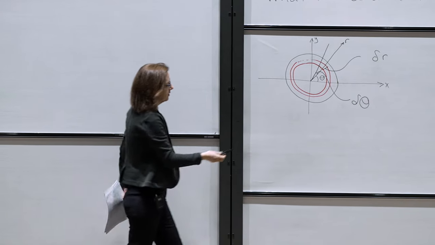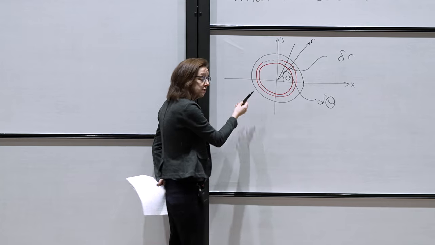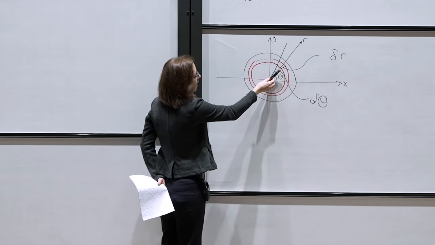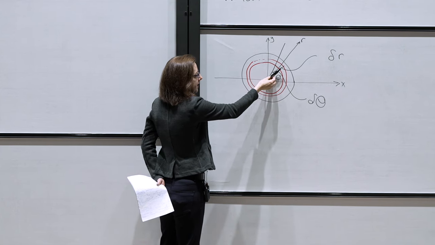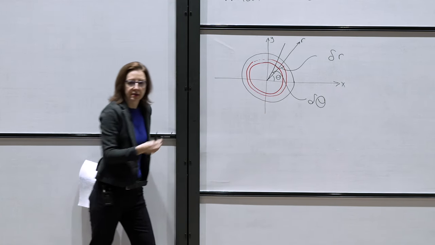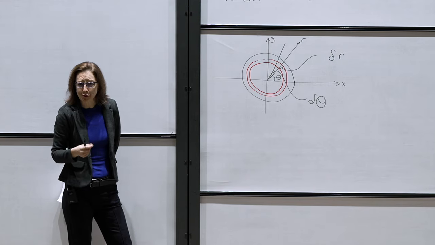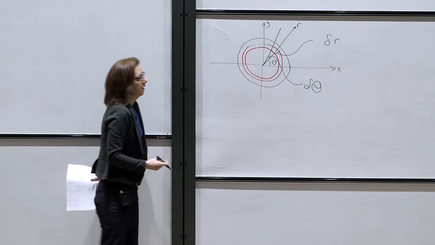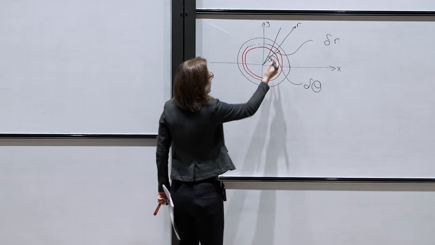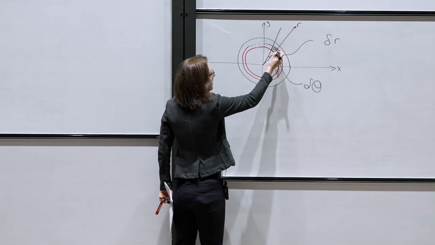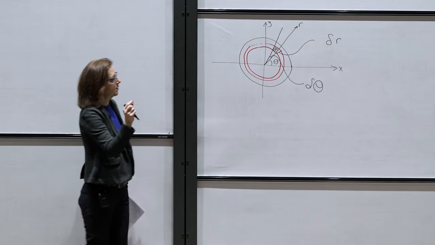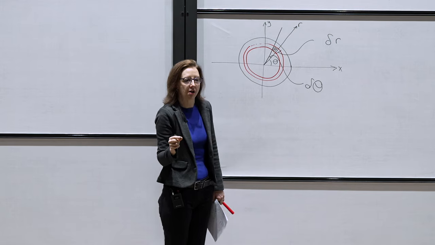So we've got two circles. The inner one is of radius r, and the outer one is of radius r plus delta r. And we've got a wedge with the angle being delta theta. And they're both small, so I've just drawn it large for illustration. So here's my little area element. This is how my area element corresponds to a small change in theta and a small change in r.